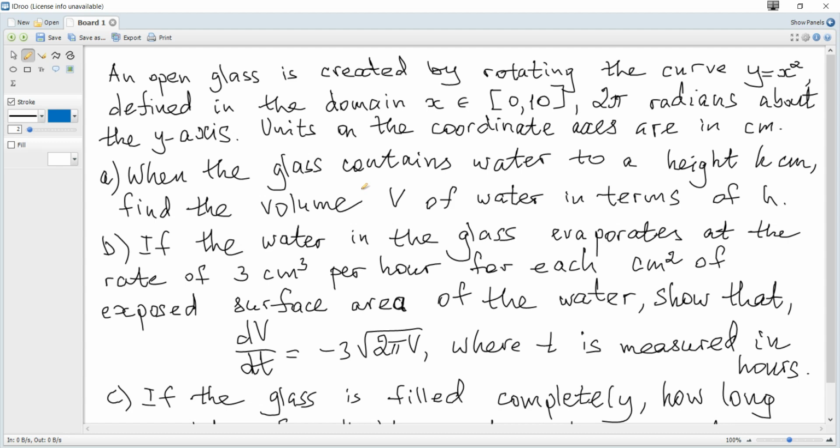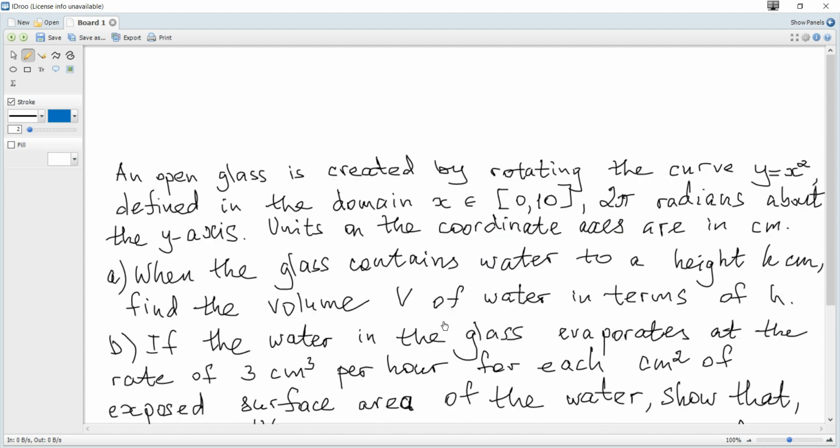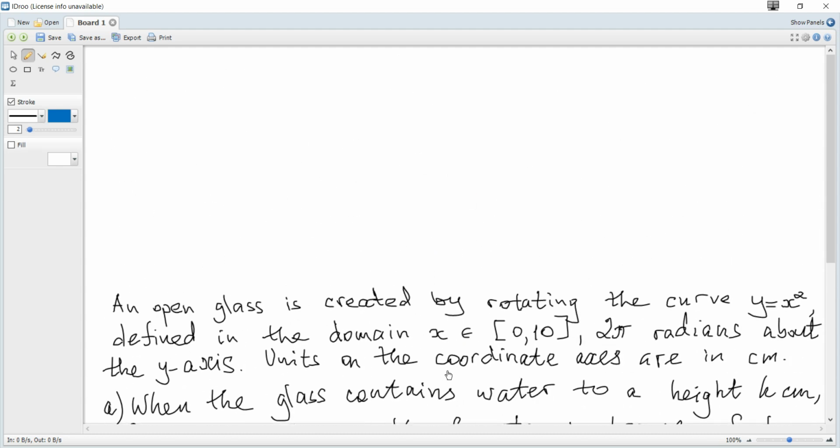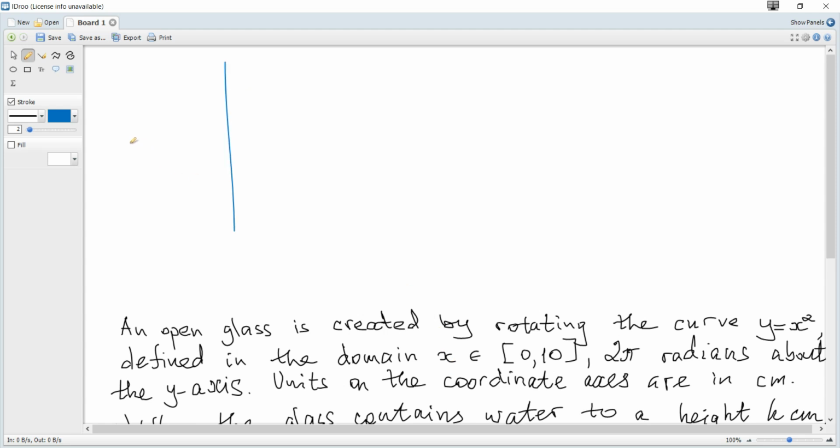An open glass is created by rotating the curve y is x squared, defined in the domain x is from 0 to 10 included, 2 pi radians about the y-axis. Units on the coordinate axis are in centimeters. A. When the glass contains water to a height h centimeters, find the volume V of water in terms of h. So this situation looks like this.